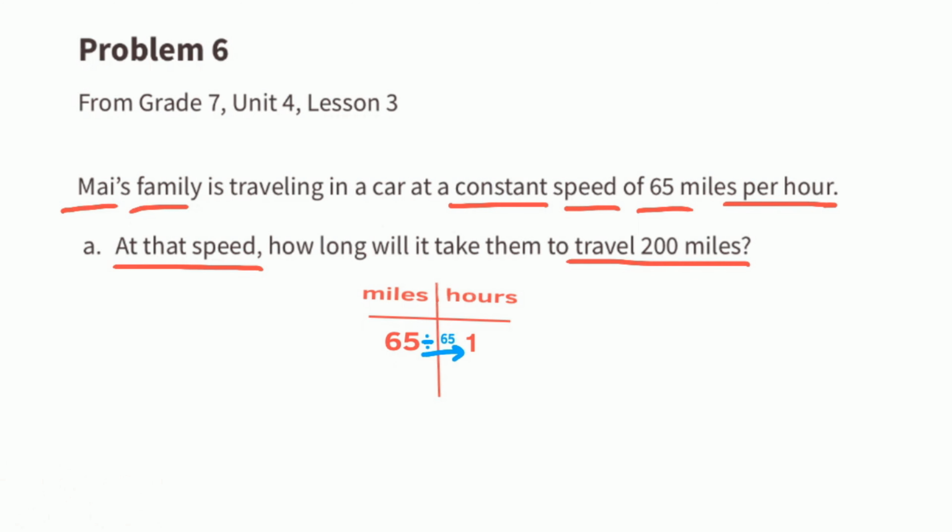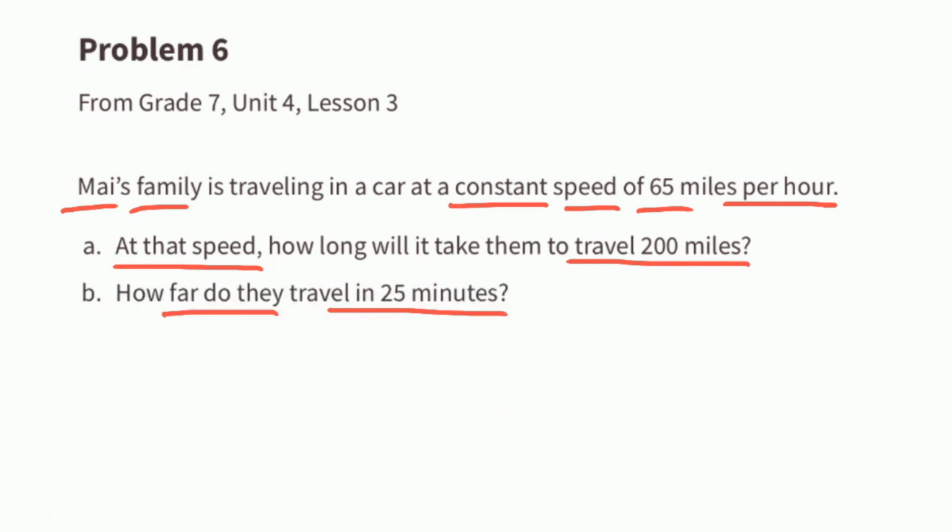When they're traveling for 200 miles, we can do 200 divided by 65 to figure out how many hours it'll take them to travel 200 miles. 200 divided by 65 equals 3.07. So it should take them 3.07 hours to travel 200 miles. B. How far do they travel in 25 minutes?